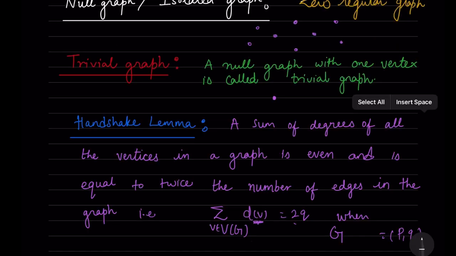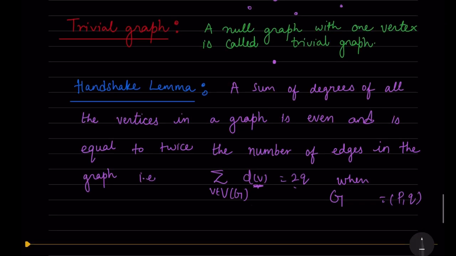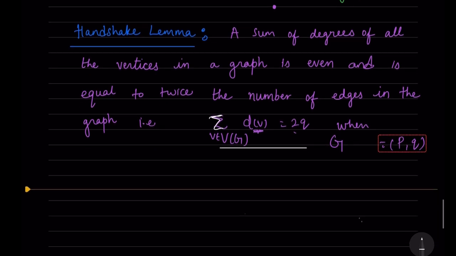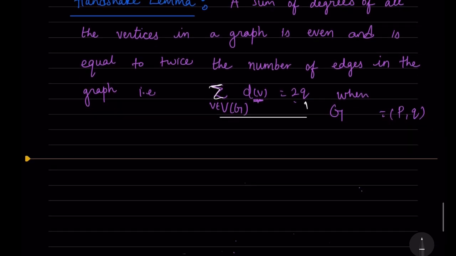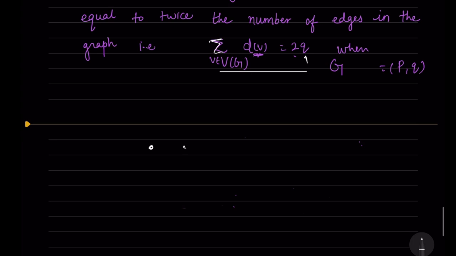So it is a very important lemma. The lemma says that the sum of degrees of all the vertices in a graph is even and is equal to twice the number of edges in the graph. Mathematically, the sum of the degrees of all the vertices is equal to twice the number of edges, where q is the number of edges in that graph. We will see it with the help of an example.